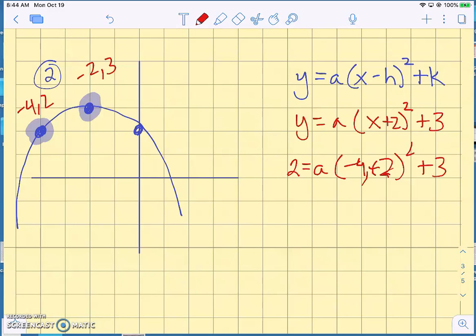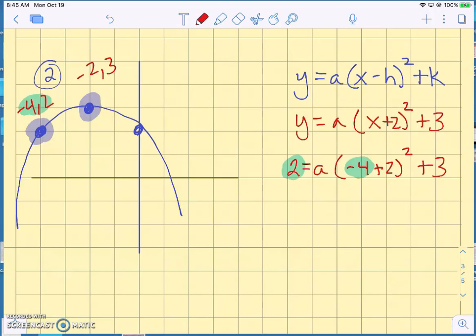I don't know what happened there. That got really messy right there. Sorry, you guys. So this was -4 plus 2 squared. So what we did there is we plugged in our x and y from here. There's our x and there's our y.